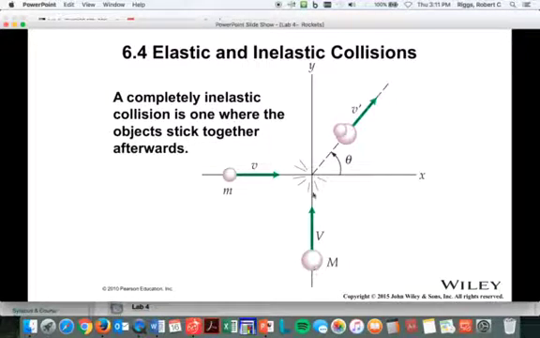Here's like a big linebacker running and a little halfback running this way, but the linebacker's got a lot more velocity. Boom, they stick together and they're going to take off this way. All right.